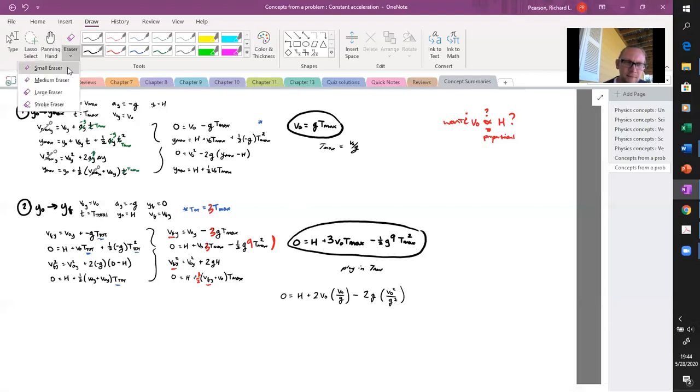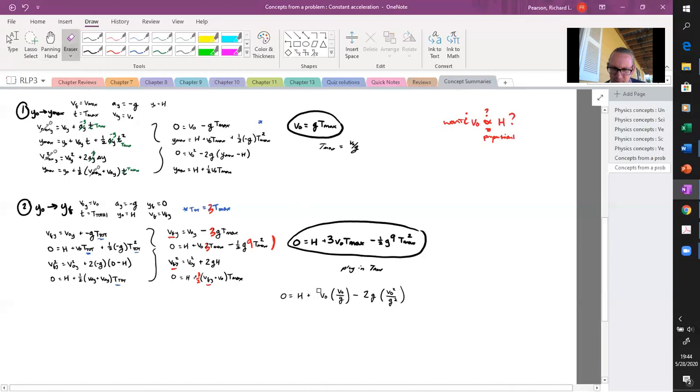Did I get it all? So if you notice what was happening there is that all of a sudden I ended up with 0 is equal to h, and that couldn't work. So here we have 3v times v naught over g, great, and then we end up with 9/2 v naught. Okay, that should do it now.